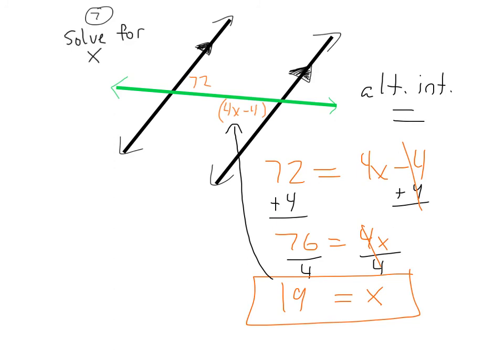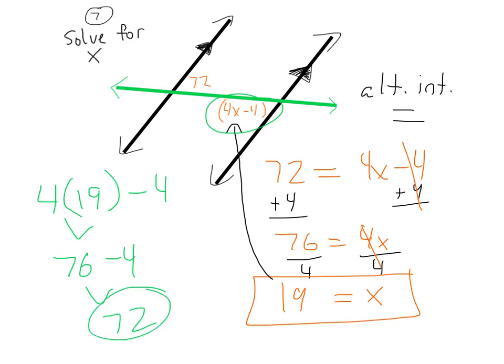So I'm going to rewrite this as 4 times, did I say 17? 19. 4 times 19 minus 4. Well, let's see. 4 times 19 gets you 76, right? So that right there is 76 minus 4. That equals 72. So this whole angle there is 72. That angle is 72. We checked our work.